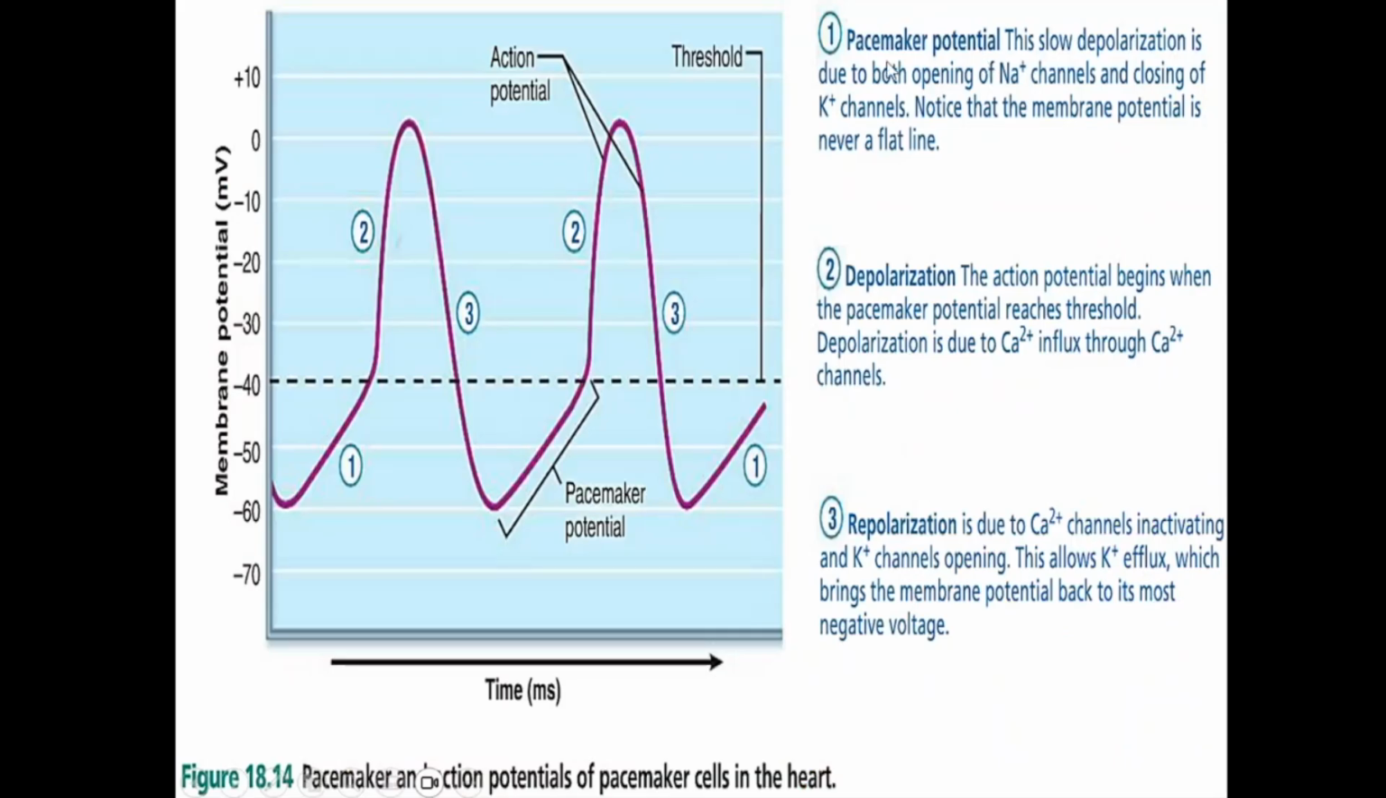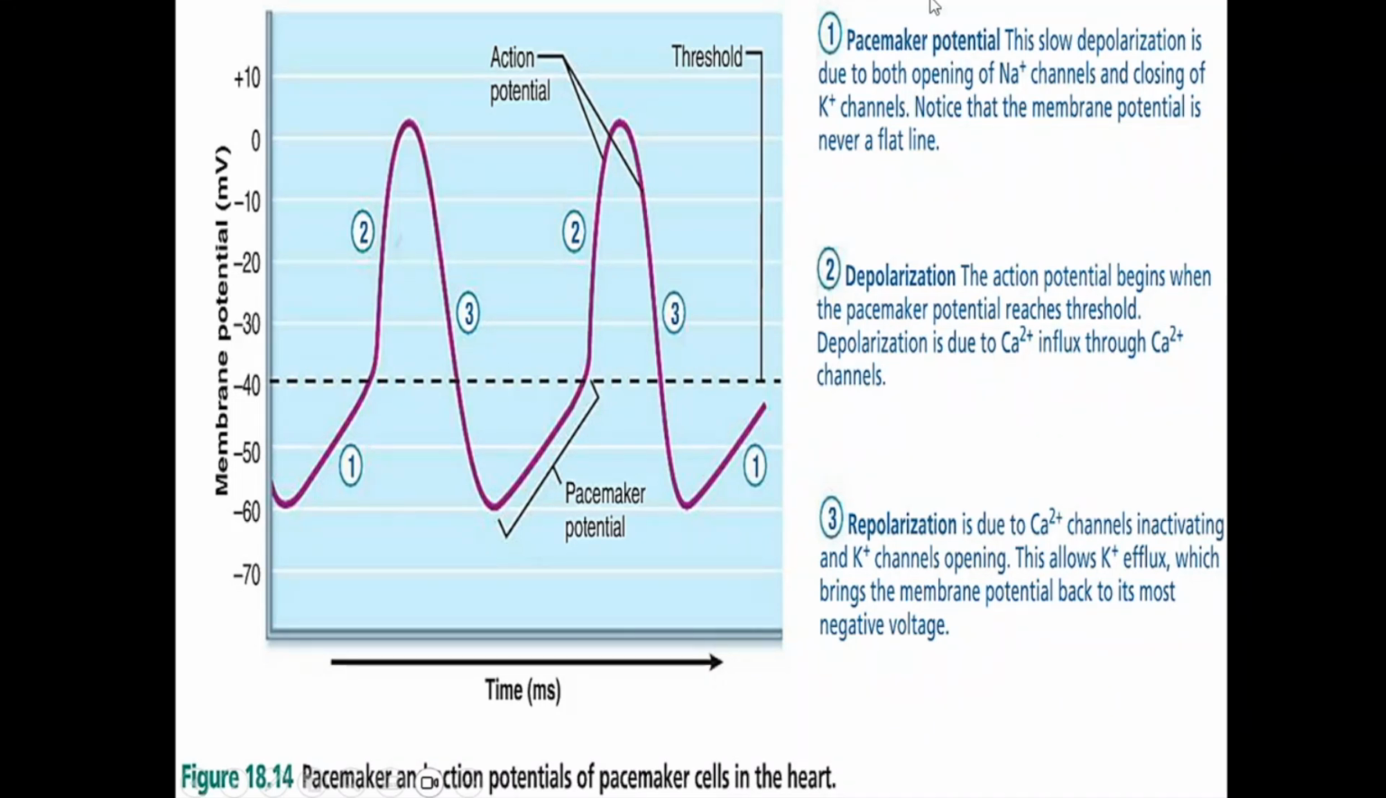This is 1, 2, 3. What is happening here? They didn't actually label it as phases, because most of the time you don't have to label it as phases. You can just write depolarization here, repolarization here, because some books mention different numbers.